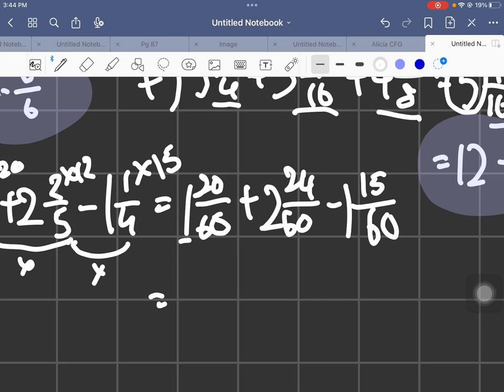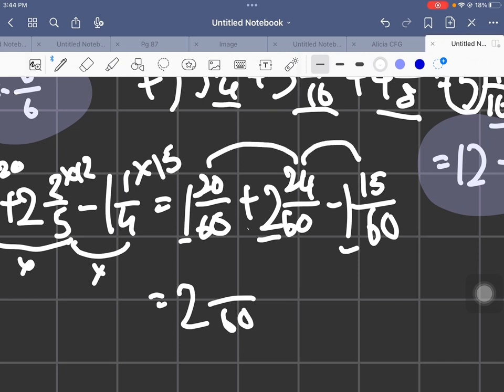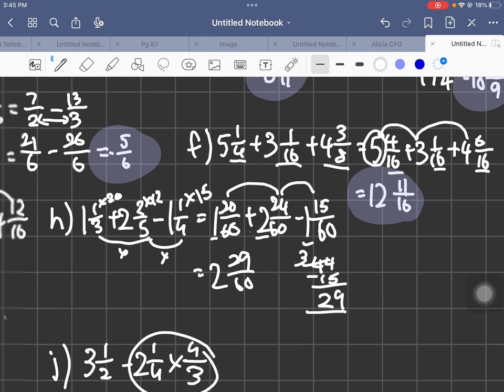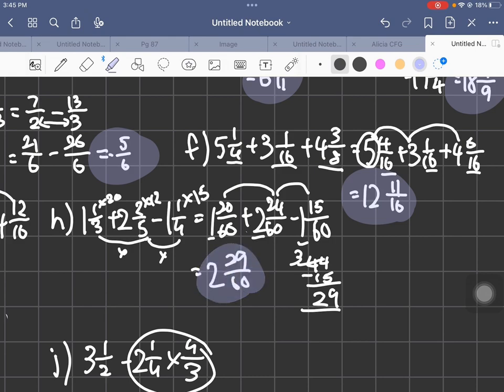The same thing, do the whole numbers first. 1 plus 2 equals 3, and 3 minus 1 we'll get 2. The denominator is 60. 20 plus 24 we'll get 44. 44 minus 15 we'll get 29 over 60, which is the final answer.